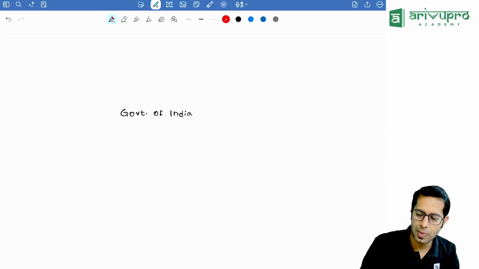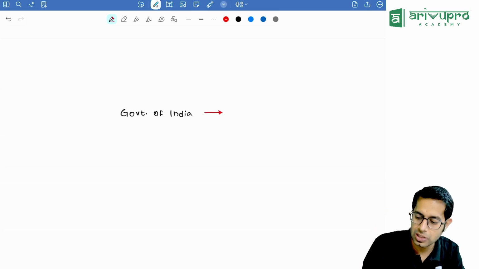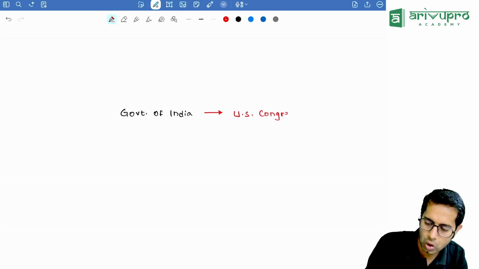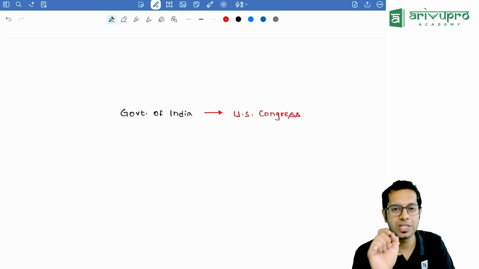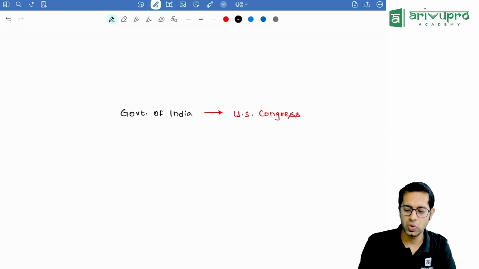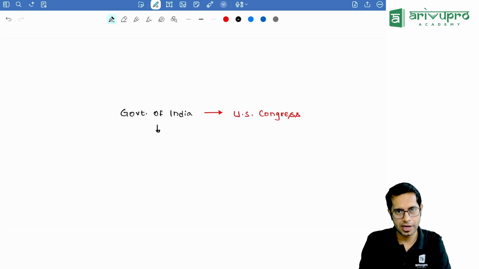We have the Government of India, just like that. The government over there in the US is called what, sir? Congress. Now, not the Rahul Gandhi Congress which you know, but the government over there is called Congress, like we have the Government of India over here.